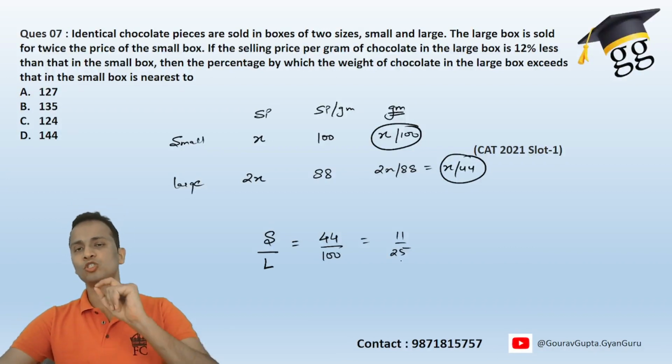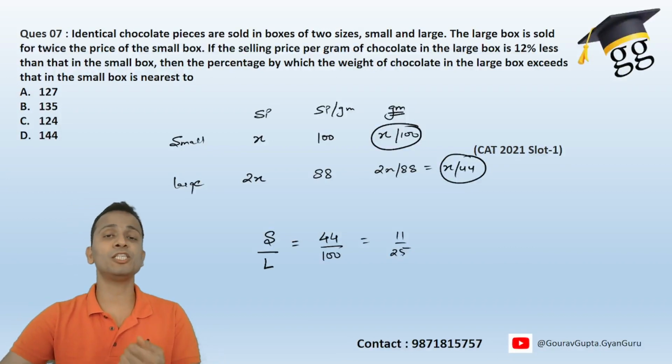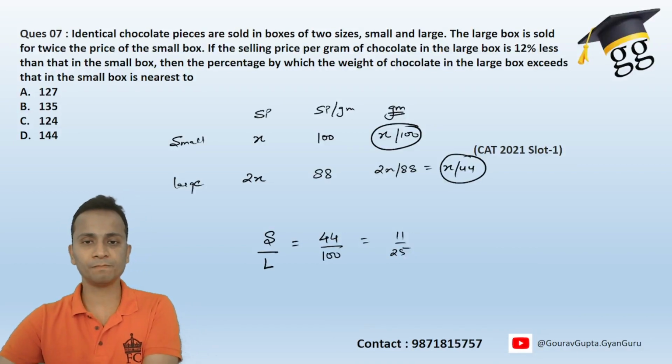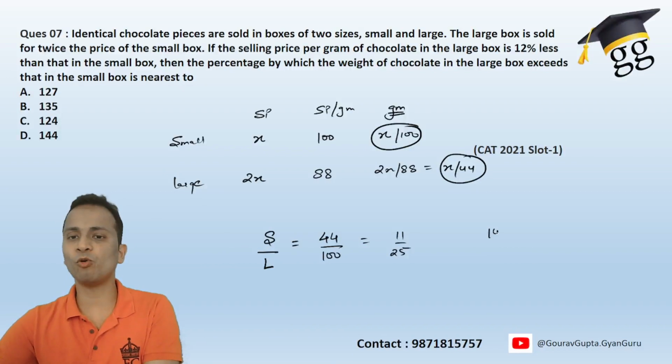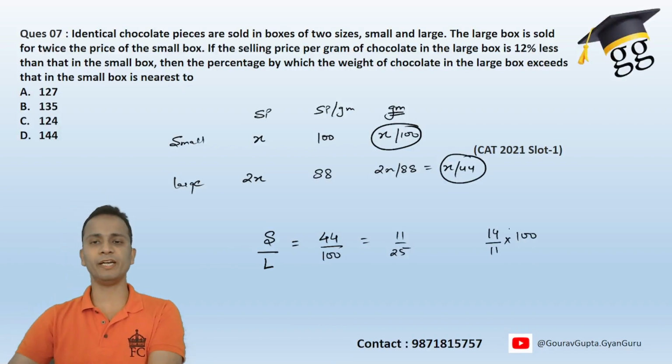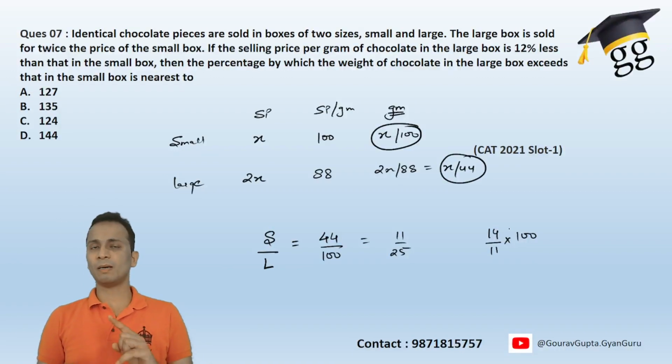So we'll have to find out 25 is what percentage more than that of 11. 25 11 से कितना percentage more है? So it is 14 more divided by 11 multiplied by 100. Okay, difference is 14. कंपेयर किससे करना है?